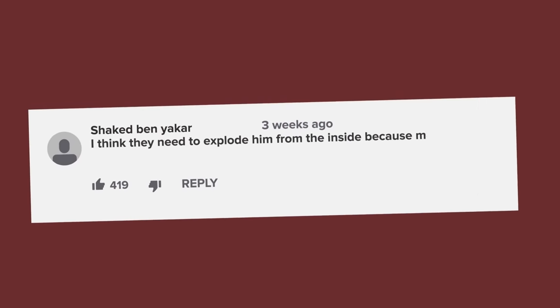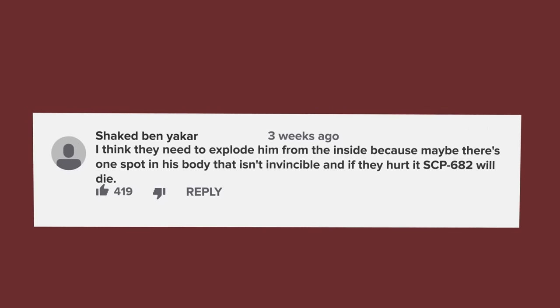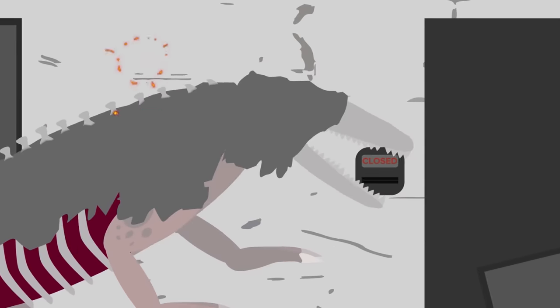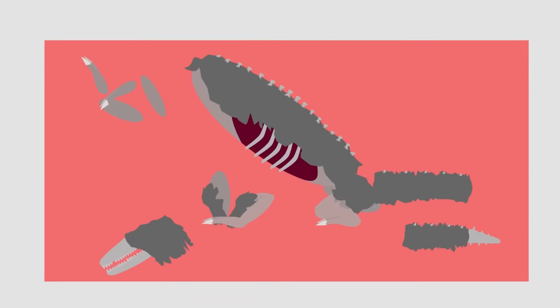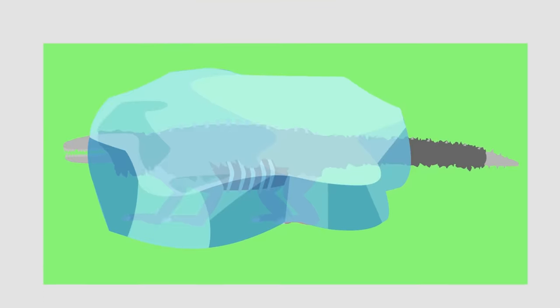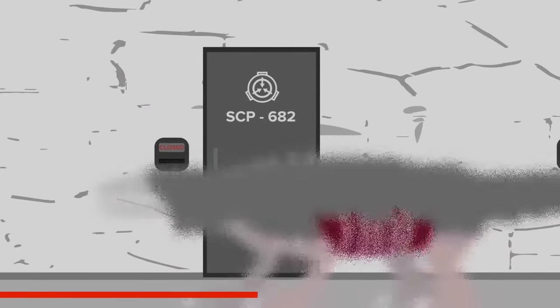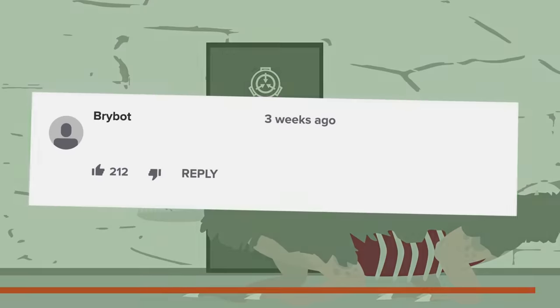Sheikh Ben Yakar said, "I think they need to explode him from the inside, because maybe there's one spot in his body that isn't invincible, and if they hurt it, SCP-682 will die." The problem with SCP-682 isn't necessarily that it's invincible, just hyper-adaptive and hyper-regenerative. As you may have seen in other videos, SCP-682 has been shot, dismembered, burned, frozen, vaporized, blown up, partially eaten, and even totally disintegrated. But it always manages to come back, even from the smallest specks of matter. It would almost be admirable if it wasn't a perpetually aggressive murder monster.